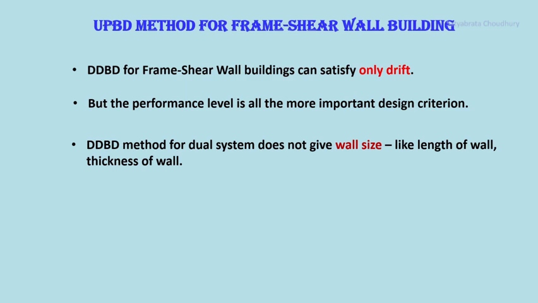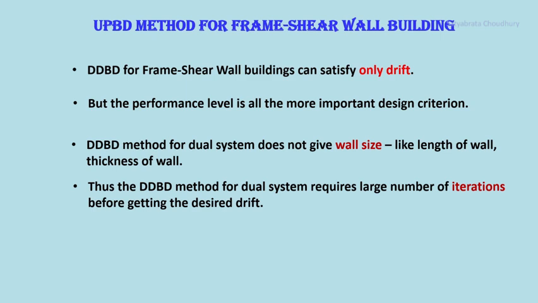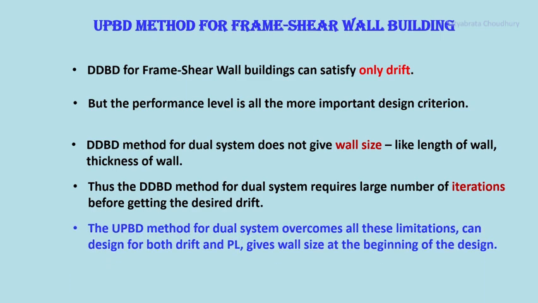The system also did not give us the wall size, the length of the wall, thickness of the wall. So that was to be found out through iterations. Iterations means more time, but in the UPBD method for the same system, we can overcome all the limitations. The UPBD method can design for drift and performance level together, and not only that, it gives the sizes of the wall in the beginning of the design so that iterations are avoided.